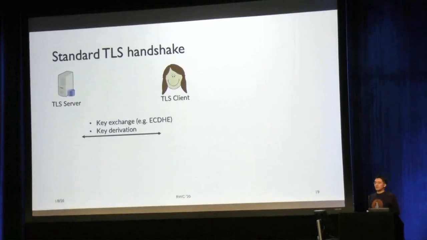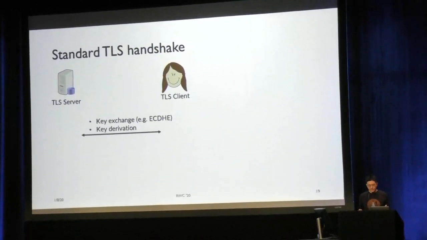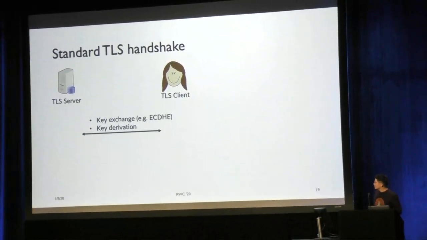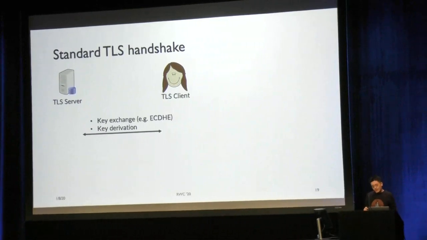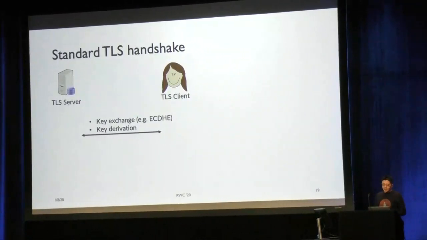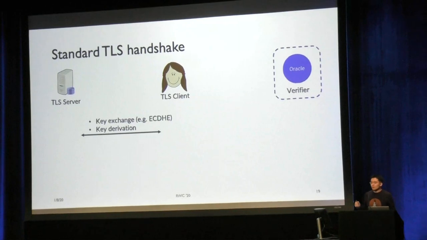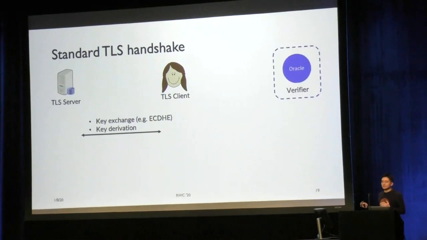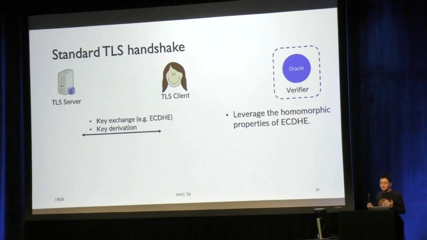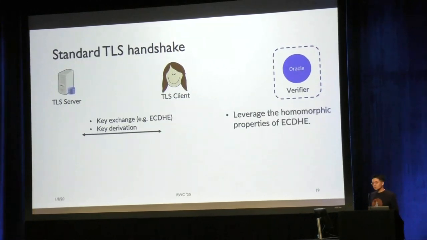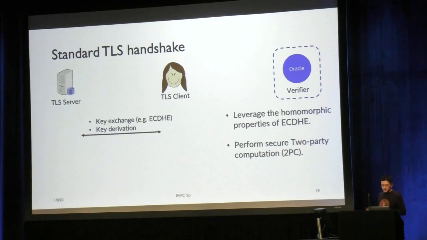The three-party handshake is based on the two-party standard TLS handshake, which has two steps, key exchange and key derivation. We'll talk about what they are in the next slide. But the challenge here is we need to shoehorn in this third party in a way that is completely transparent to the server. In order to do this, we leverage the homomorphic properties of key exchange for the first step, and we resort to secure two-party computation for the second step.